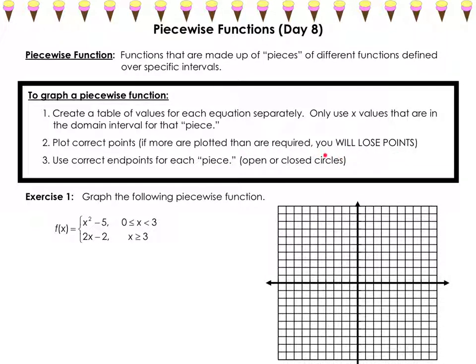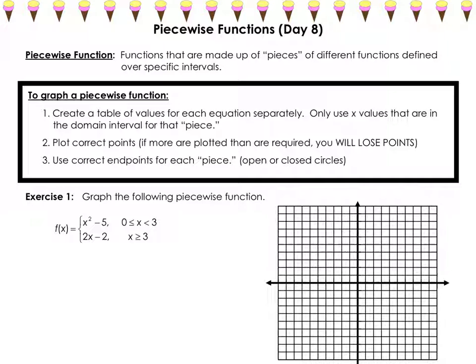So basically, you just have to be very careful to ensure that the points you are plotting are in the domain. If the domain is restricted on both ends, you better have endpoints on both sides of your function. Then you will use the correct endpoints for each piece, whether it's an open or a closed circle. Remember that an open circle is used when it is not included, and a closed circle is used when it is included. Let's look at exercise 1 together.